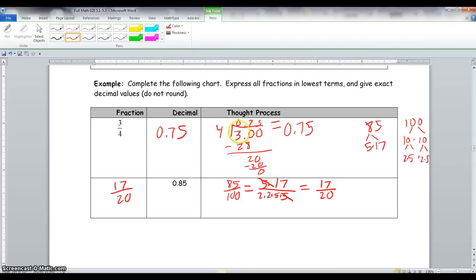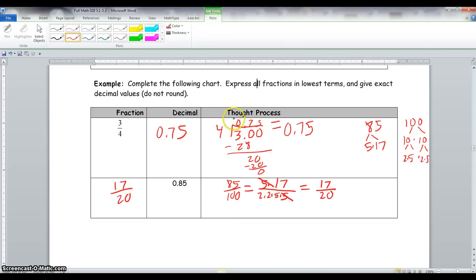So we have 4 and a 3, which is 0. We bring up our decimal. 4 goes into 30 7 times. 7 times 4 is 28. And 30 minus 28 is 2. We bring down our 0. 4 goes into 20 5 times. 5 times 4 is 20. 20 minus 20 is 0. So our answer here is 0.75. And so we will write 0.75 here under the decimal.